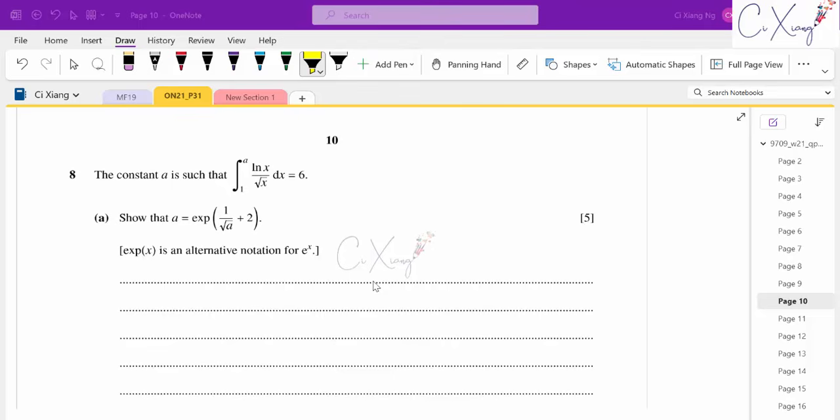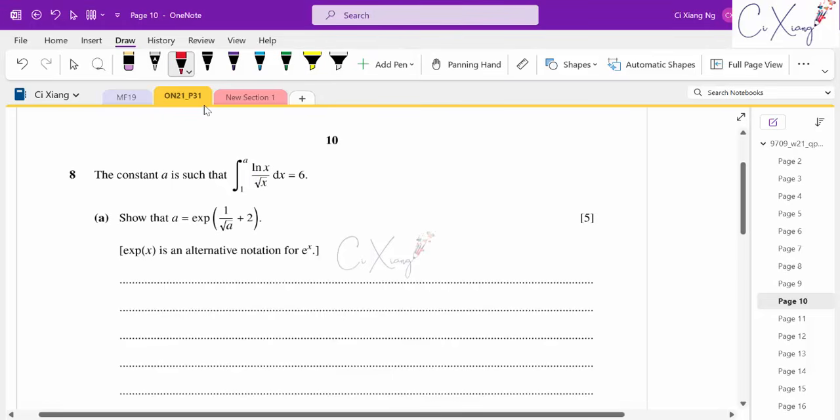Now question number 8. The constant a is such that they give us this equation that involves integration, and they want you to show that a equals e with the power 1 over square root a plus 2. This is a power, so you are having e power this one. If I want to get this equation, a equals something else, I think we need to solve this particular integration first. This is the information they give us to start with. Let's have a look at the left-hand side of the equation.